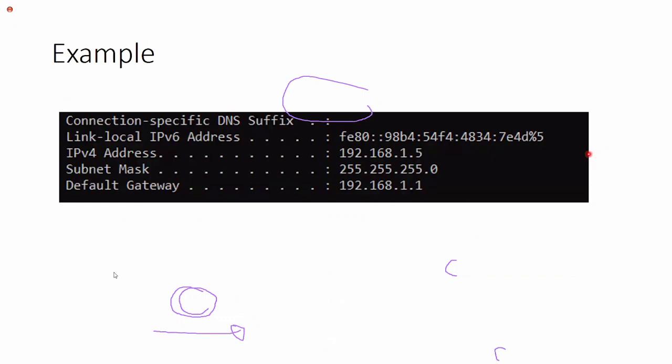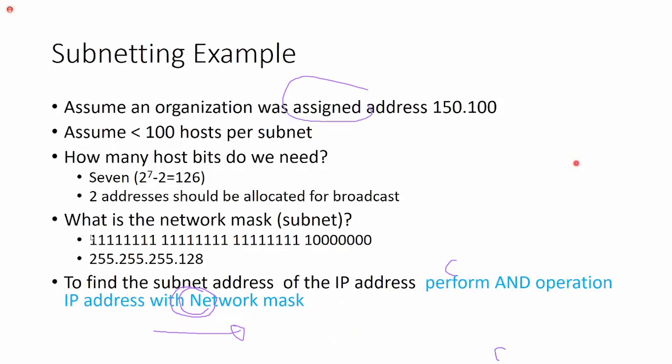Now you know how many network bits you have. In this example, the network is 150.100. Right? Then for hosts, they have only 100 hosts, right? 100 means how many bits will you need? 7, right? You will need 7, no? 100 means 128, no? So 7. Then you can use all these bits, right?